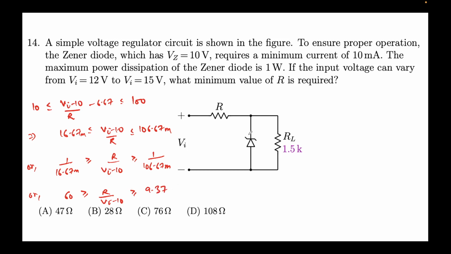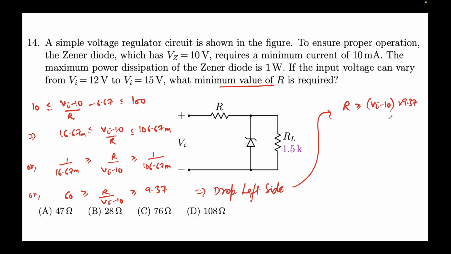We are required to find the minimum value of R. So this means we only take the right hand side and drop the left side. So what will I get? I'll get R greater than or equal to Vi minus 10 times 9.37. Now Vi, I know, ranges from 12 to 15.